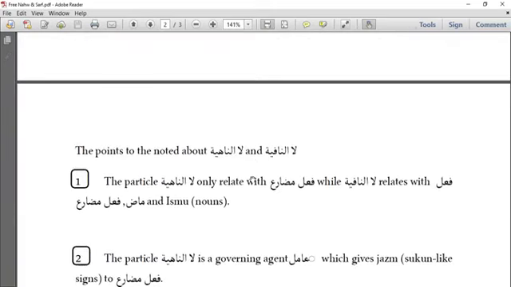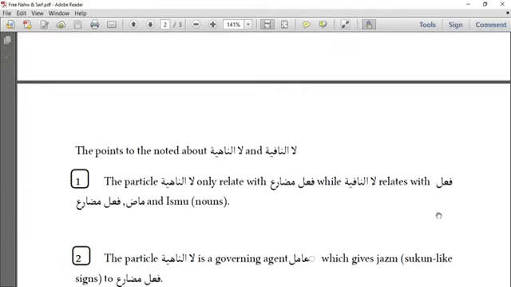We now move on to look into more of the comparison between La Nafiya and La Nahiya. The points we want you to note: the first one is that La Nahiya is used with what? Only fi'l mudari'. While La Nafiya is used with both fi'l madi, fi'l mudari' as well as with nouns.